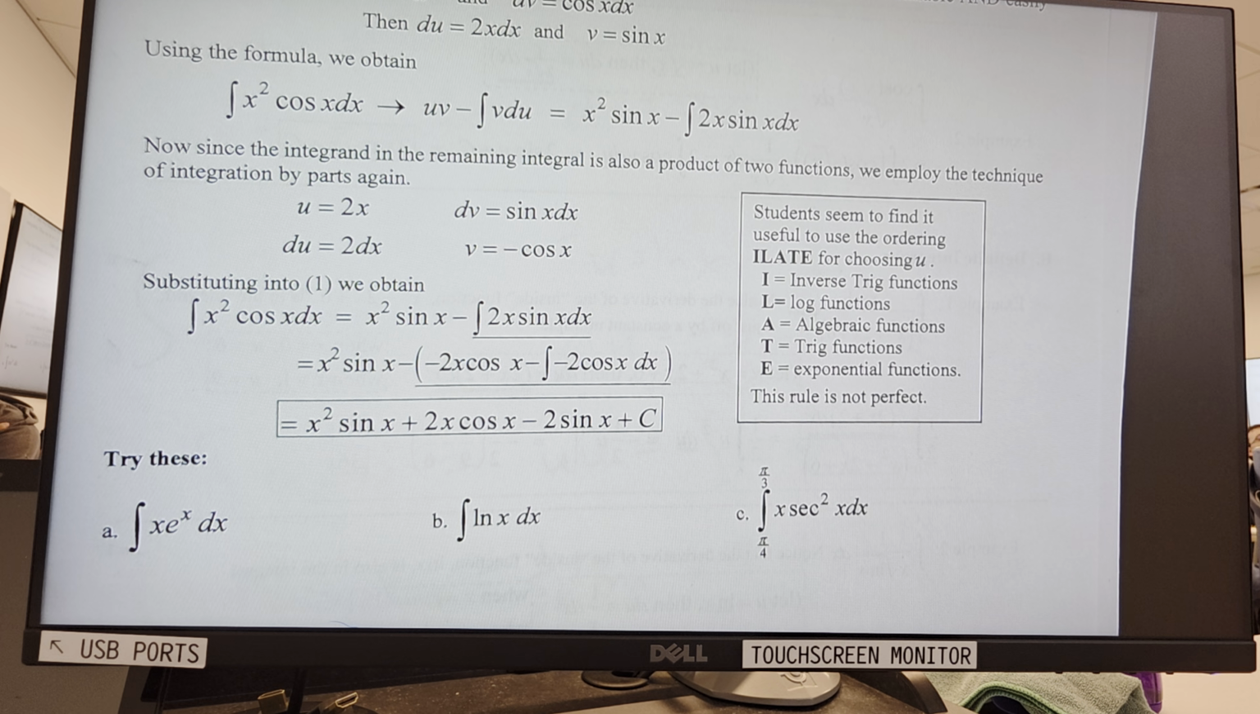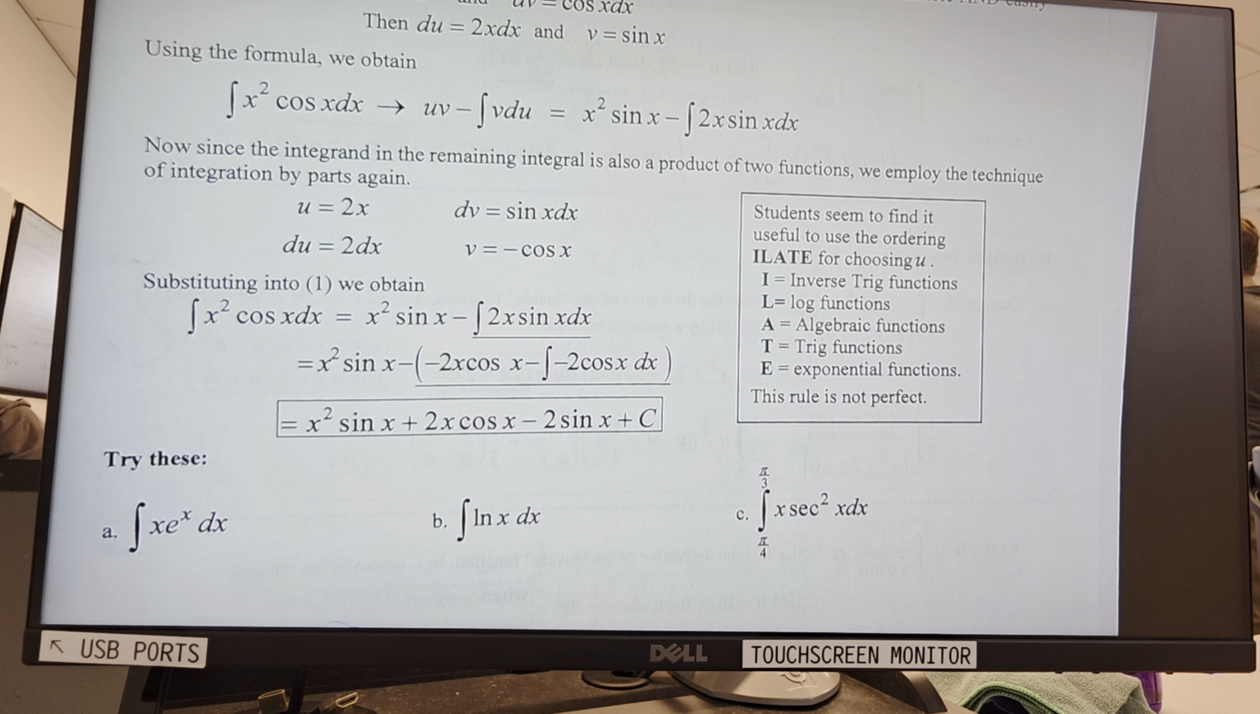A lot of my colleagues call this LIATE. I like ILATE because it's kind of like sometimes I will be late to the 7:15 a.m. class. But this is the order in which you pick u. The worst functions you have to make u equal to. Do you guys remember the derivative of the inverse tangent, the arctangent of x? Anybody? No. 1 over 1 plus x squared. Can you imagine trying to do the integral of the inverse tangent?